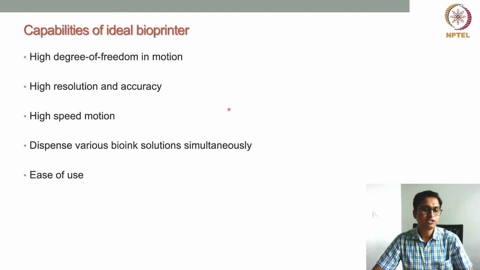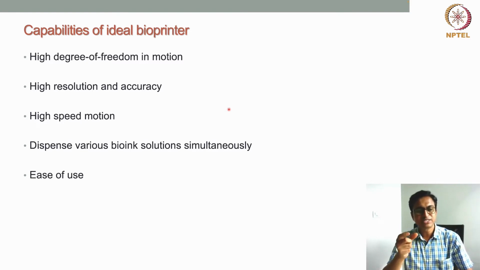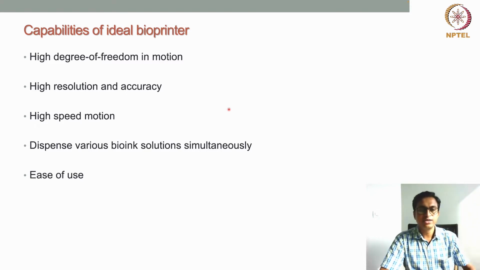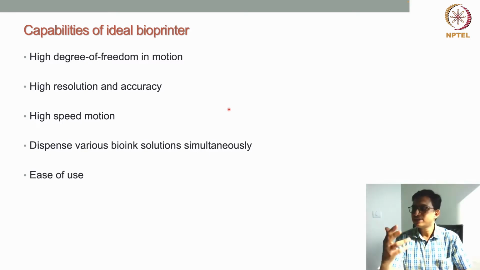Then the next is high speed motion. When I'm thinking to translate this to printing artificial tissues and organs, the print head should have very high motion or high printing capability. That is another important thing, because unless I have high printing speed, the printer can take a long time. For a centimeter size tissue, the printer can take a few hours to a few days, right? But we need a printer with very high speed motion, so that the tissue printing time can be minimized and made faster.